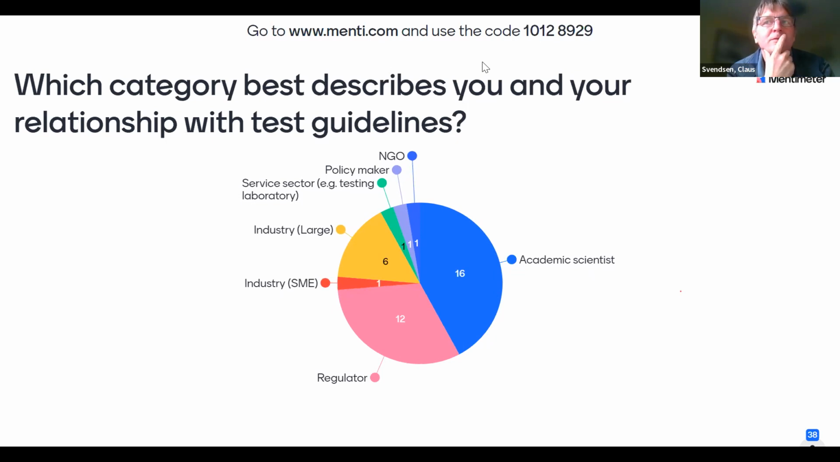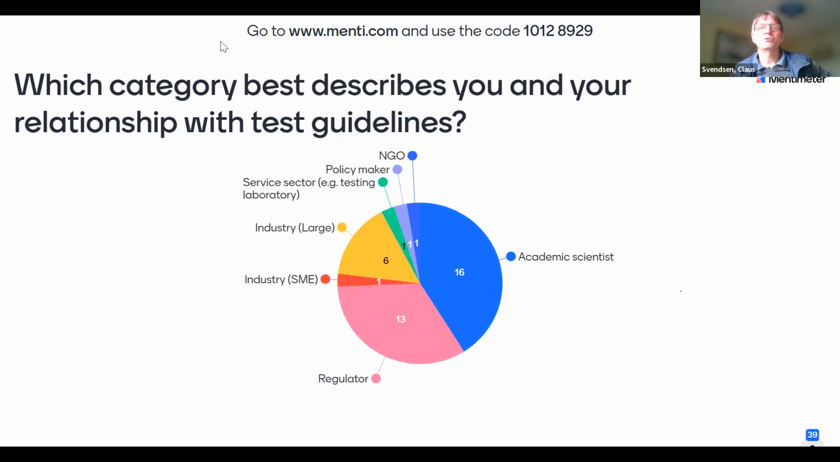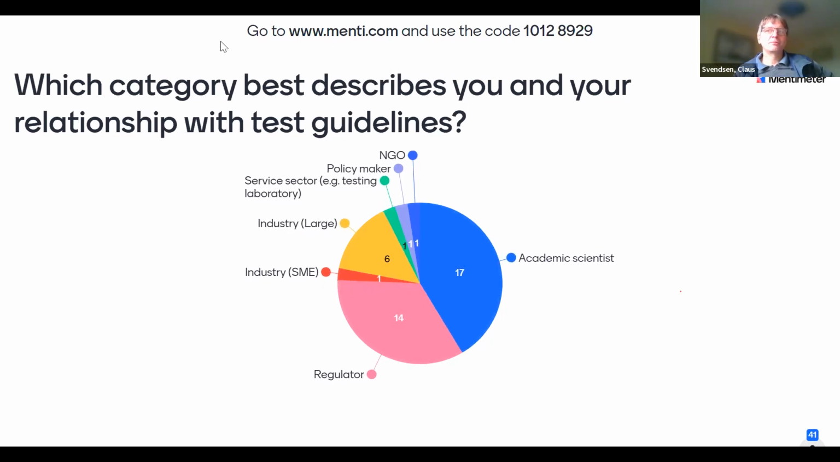One missing. So I think you have to scroll down and click submit. I can't remember what I did now. It's not just enough to click the radio button. There's a submit button at the end. There we go. Good. Excellent. We've all become Mentimeter capable.